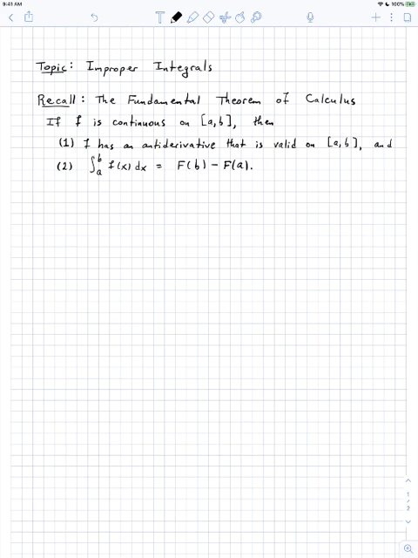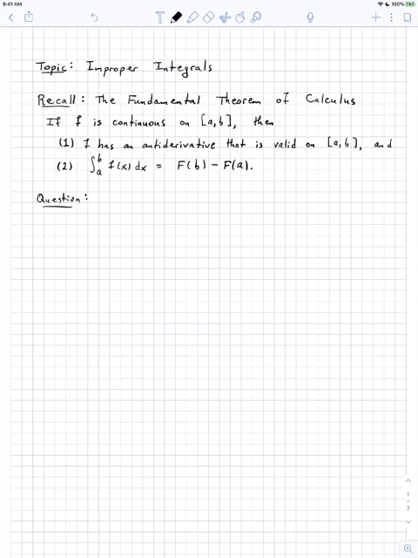If f is a continuous function on an interval [a, b], a closed interval [a, b], then 1, f has an antiderivative that is valid on that interval, and 2, we can evaluate the definite integral of little f of x dx from a to b on that interval, that is, by looking at the net change of the antiderivative there. So this leads to a natural question.